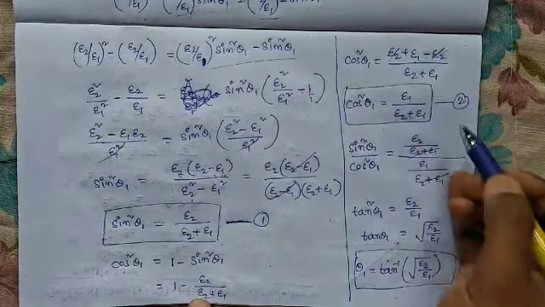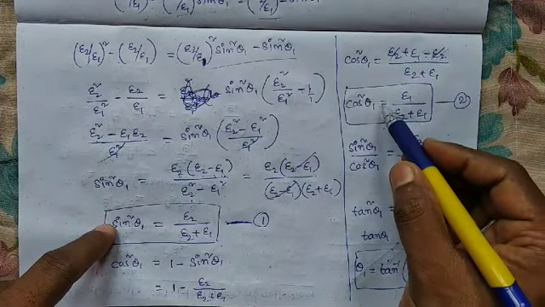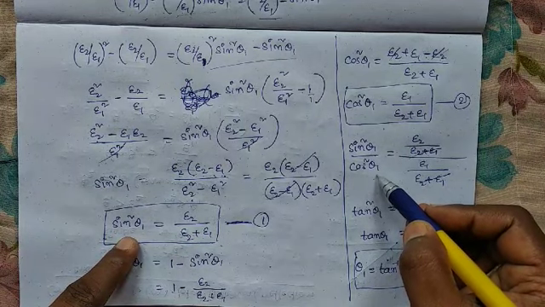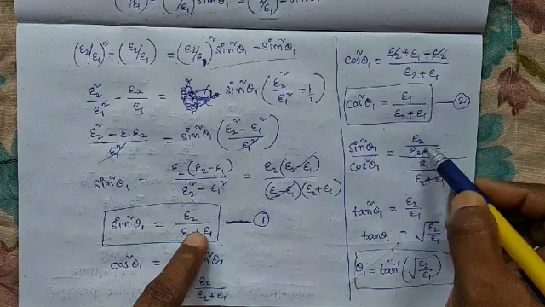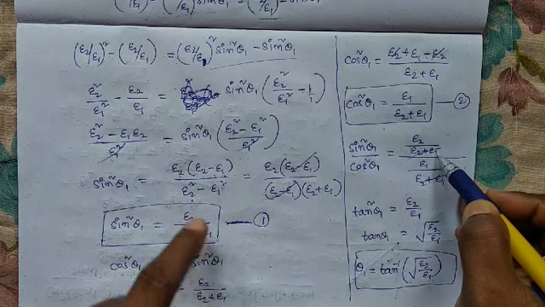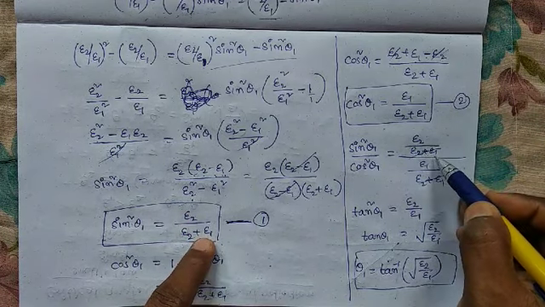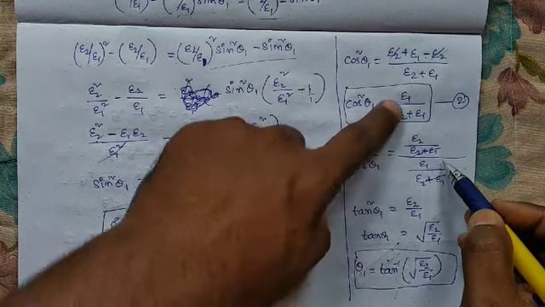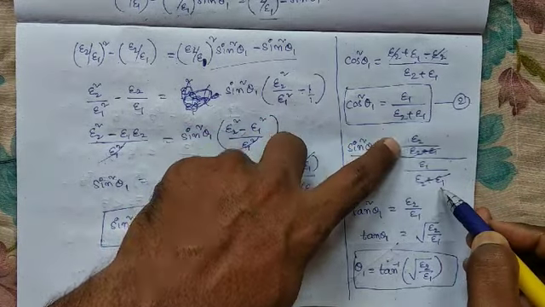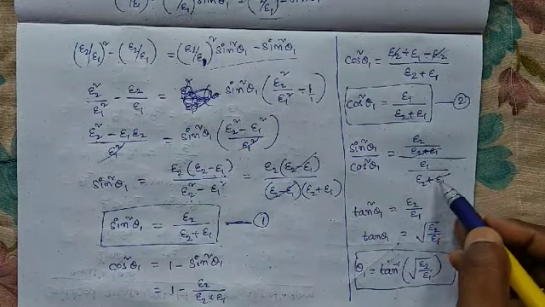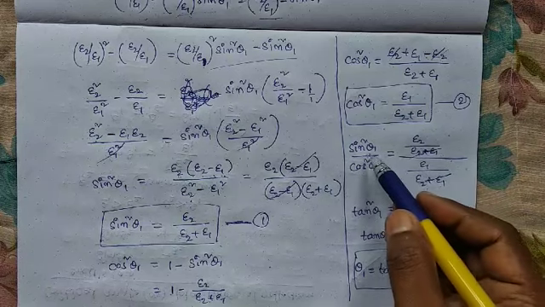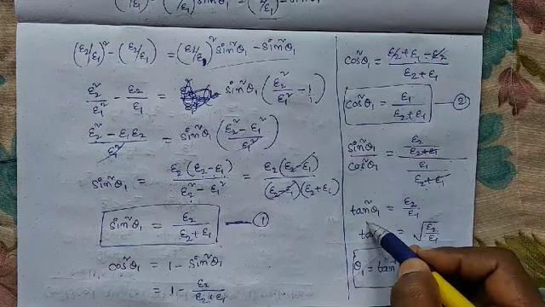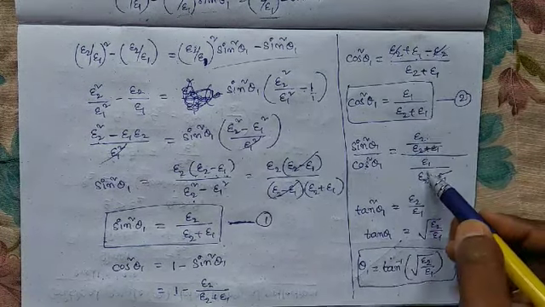Now we are determining the ratio of equation 1 and 2. Sin square theta 1 by cos square theta 1 is equal to epsilon 2 by epsilon 2 plus epsilon 1 divided by epsilon 1 by epsilon 2 plus epsilon 1. Epsilon 2 plus epsilon 1 gets cancelled. Sin square theta 1 by cos square theta 1 means tan square theta 1 is equal to epsilon 2 by epsilon 1.